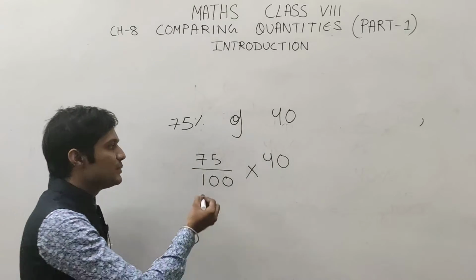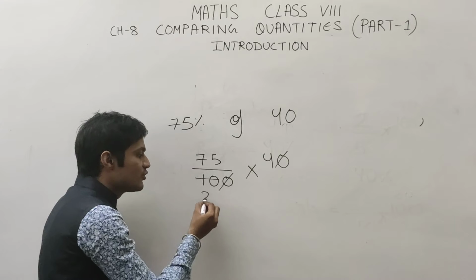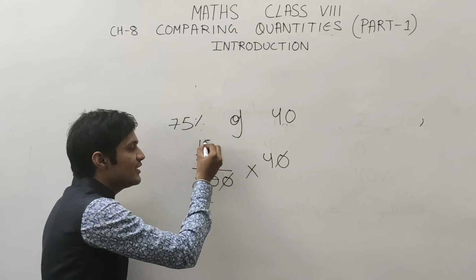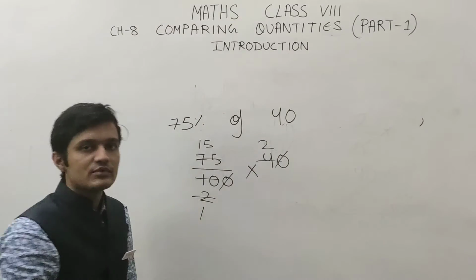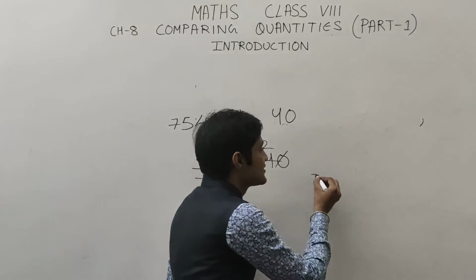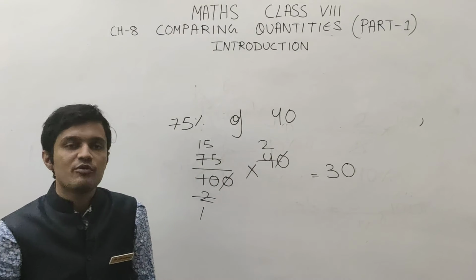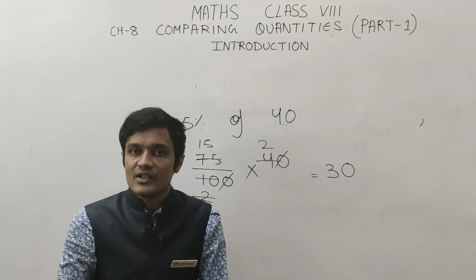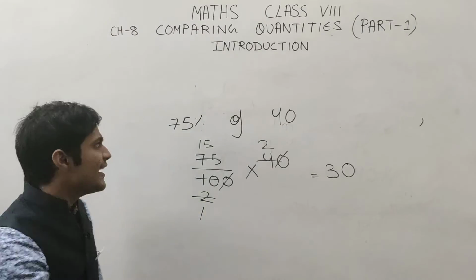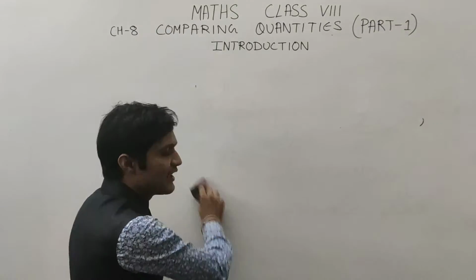So you can simply cancel this 0 with 0. 5 twos are 10, 5 threes are 15, 7 fours are 28, 2 ones are 2. So our answer is 30. So you are all familiar with this type of method, how to find a certain percentage of a given number and so on. Next topic is increase and decrease in a percentage.